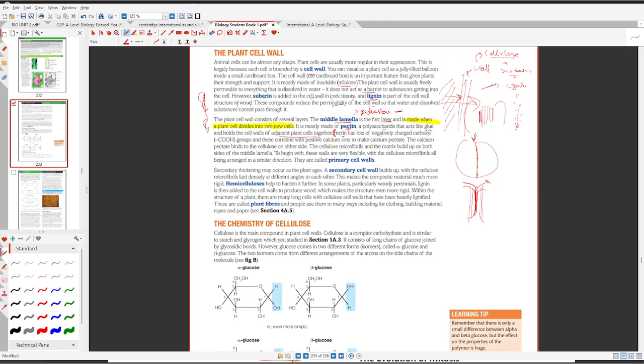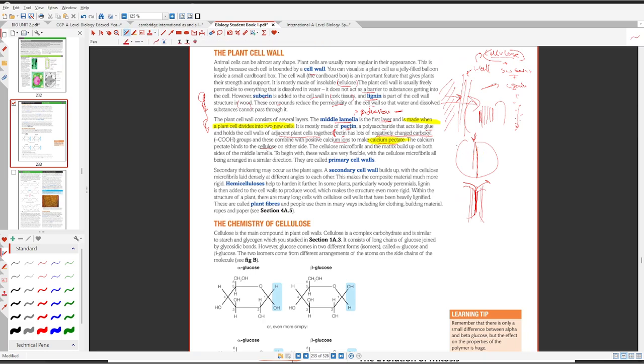Alongside this, pectin has a lot of negatively charged COOH groups, carboxyl groups, carboxylic acid groups, by the way, and it combines with positive calcium ions to create calcium pectate. Now, this is also an important compound because calcium pectate will bind to the cellulose. Now, as you remember, the cell wall contains cellulose.